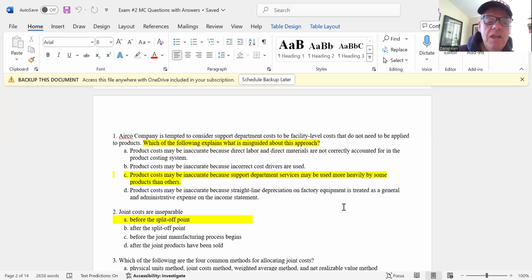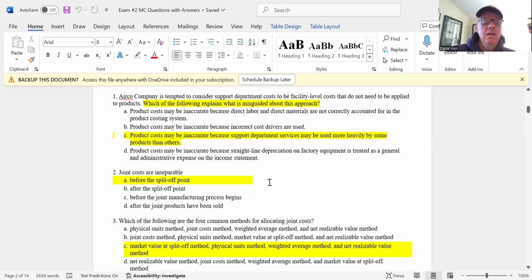What's wrong with that way of thinking is that product costs may be inaccurate because support department costs may be used more heavily by some products than others. This is why we want to allocate support department costs to products, because each product may require more support costs than others. So the faultiness in the thinking is in part C.